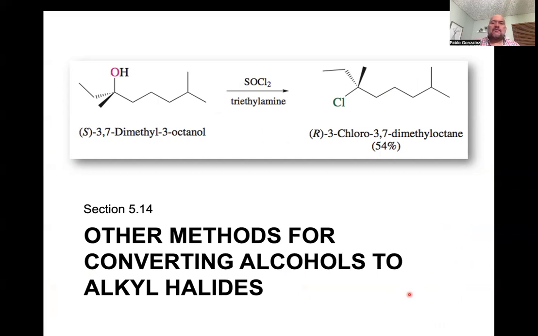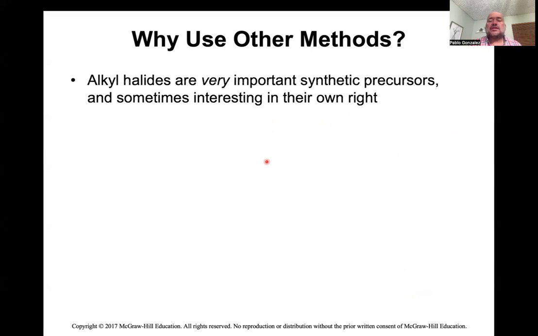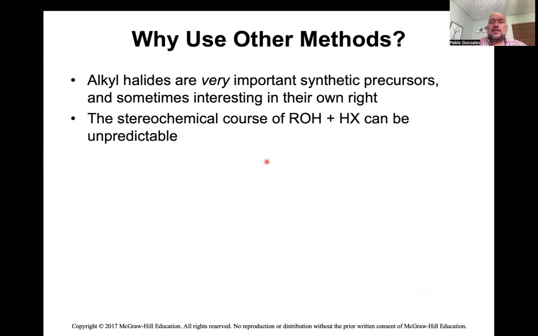Sometimes, because we have other functional groups in the molecule, acid conditions are pretty harmful for that molecule. So we need to look for some kind of mild conditions in order to obtain our alkyl halide. As long as we can use conditions that are mild enough to prevent other parts of the molecule from reacting with acid, we have other ways to do that. So alkyl halides are very important synthetic precursors and sometimes interesting in their own right.